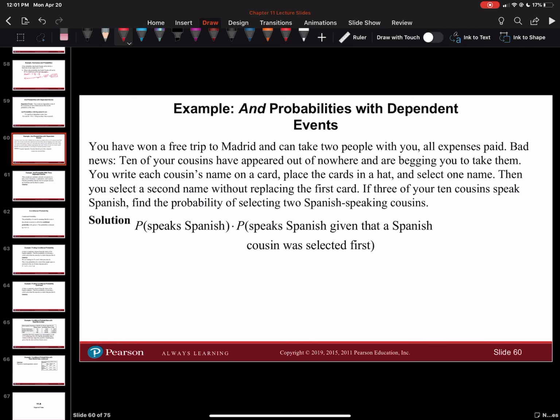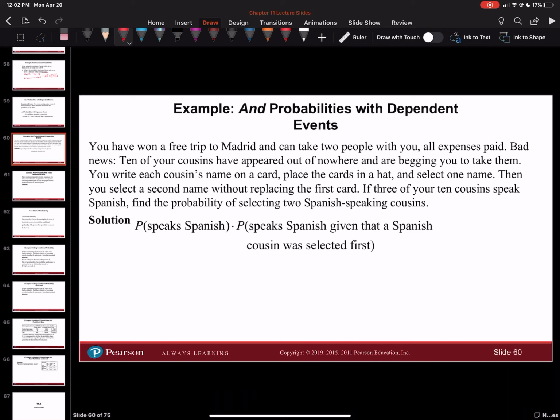Now, it says, and this is a long question, yes. It says you have won a trip to Madrid, and you can take 2 people with you. All expenses paid. Bad news. 10 of your cousins have appeared out of nowhere and are begging you to take them. You write each cousin's name down on a card. You place the card in a hat and you select one name. Then you select a second name without replacing the first card because you don't want to pick the same person twice, right? Okay. It says if 3 of your 10 cousins speak Spanish, find the probability of selecting a Spanish-speaking cousin.